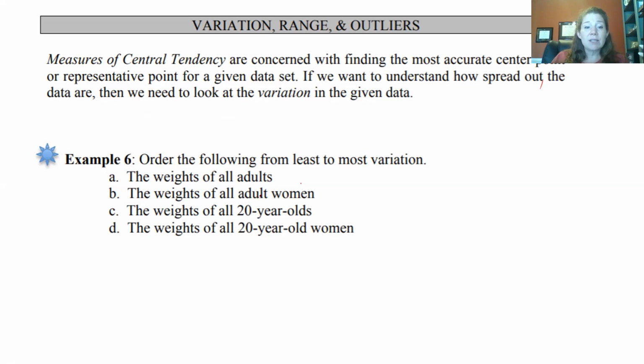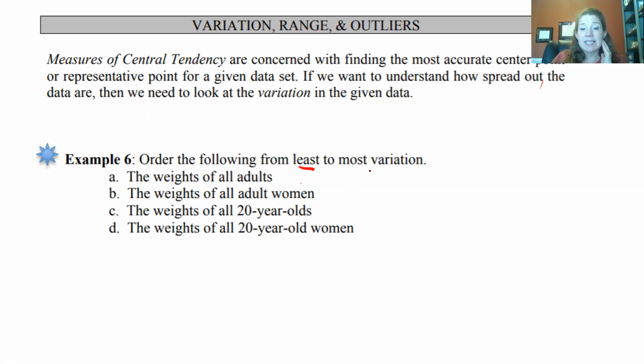So now it gets a little bit more specific than that, and it says, what about the weight of all 20-year-olds in the world? Well, we're getting to a smaller pool of people, more specific. And then finally, what about all 20-year-old women? So that's going to be the least variation than the other groups. So these are actually in opposite order.